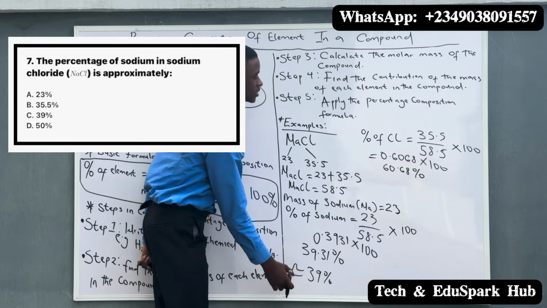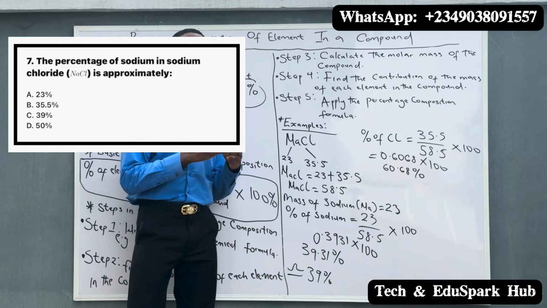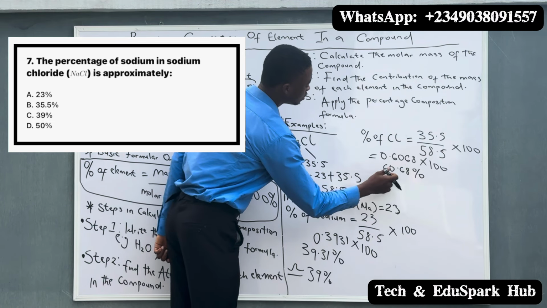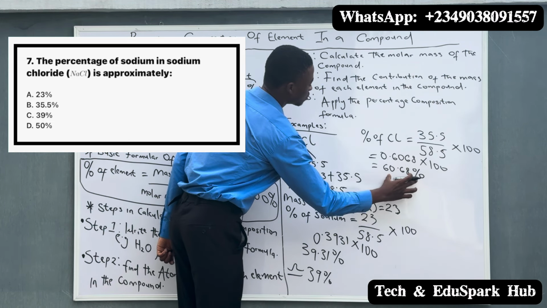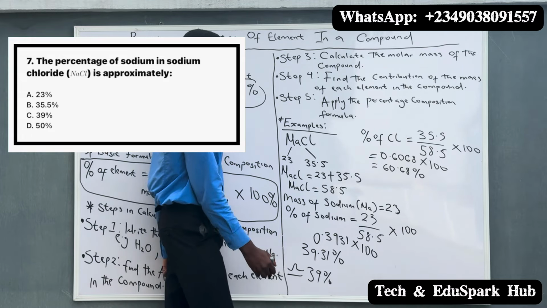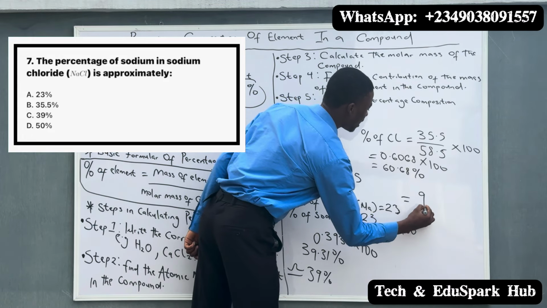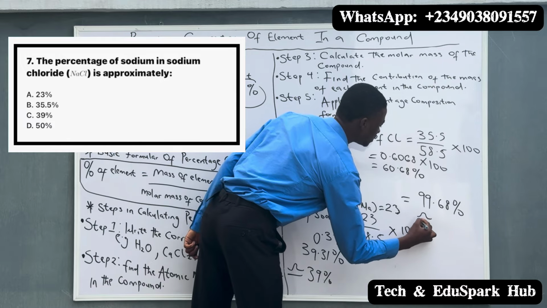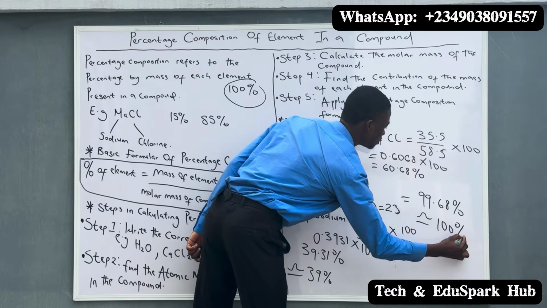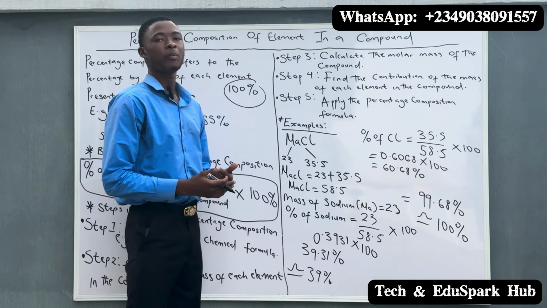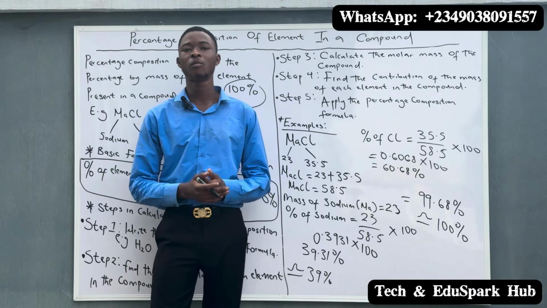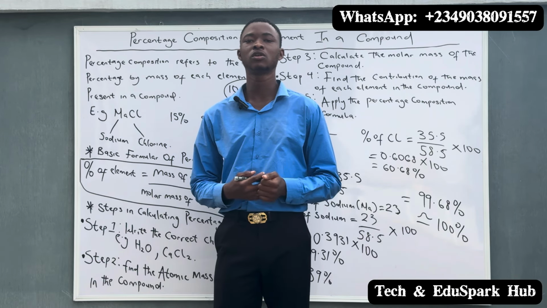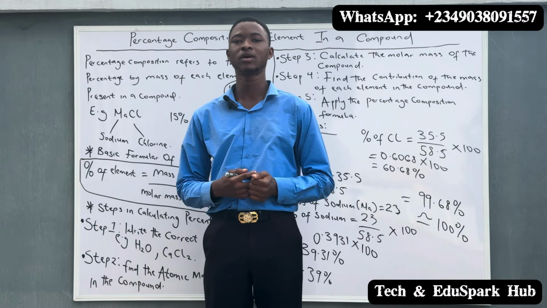And I said when you add the percentage composition of each element in a compound together, you must get 100%. So let's add the percentage composition of chlorine with the percentage composition of sodium in this case. So we are going to have 99.68%. You can see when you approximate this, it is closer to 100%. So this is how you solve questions on percentage composition of elements in a compound. And that will be all on everything about the percentage composition of elements in a substance or in a compound.